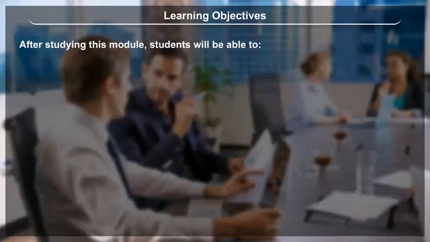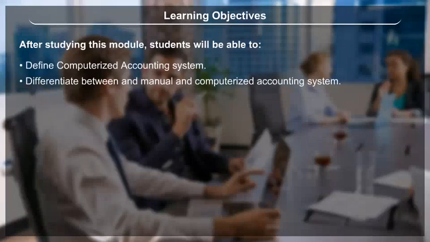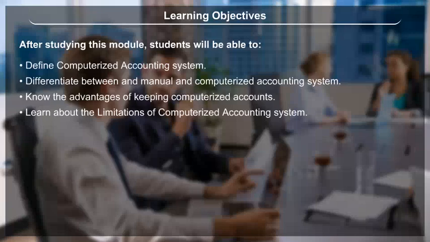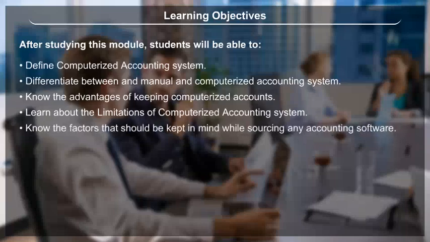Learning objectives. After studying this module, students will be able to define computerized accounting system, differentiate between manual and computerized accounting system, know the advantages of keeping computerized accounts, learn about the limitations of computerized accounting system, know the factors that should be kept in mind while sourcing any accounting software.